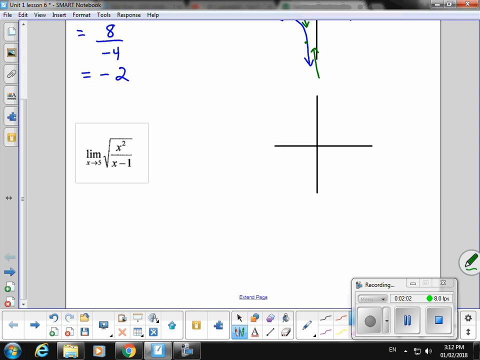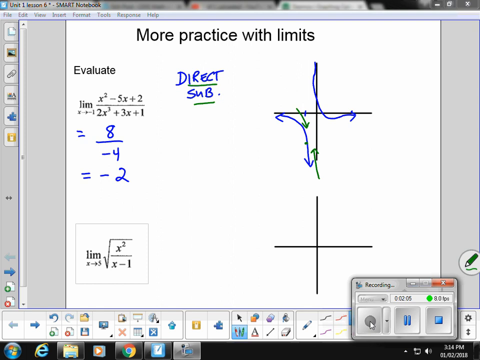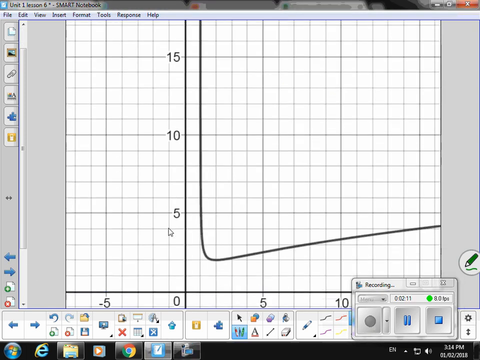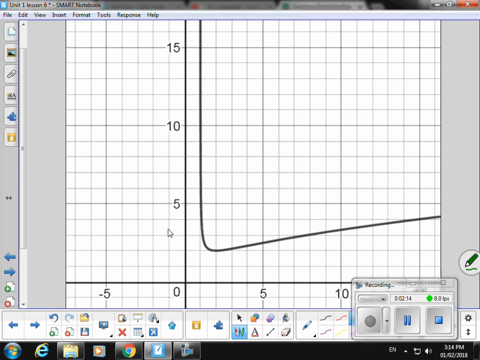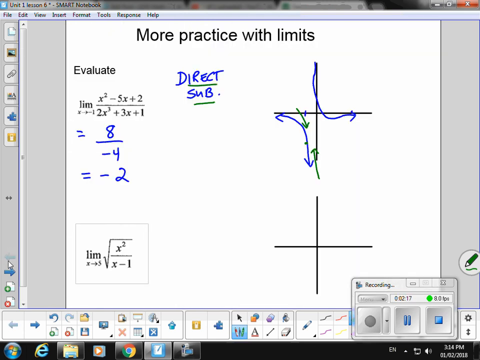Let's look at this second one. So looking at the second function, I do find a graph can be helpful, so I also have that on Desmos, and I have a function that looks like that. So just a rough sketch here. Something like that. So as x approaches 5, do I have 0/0? No, I do not. So I'm going to try a direct substitution.